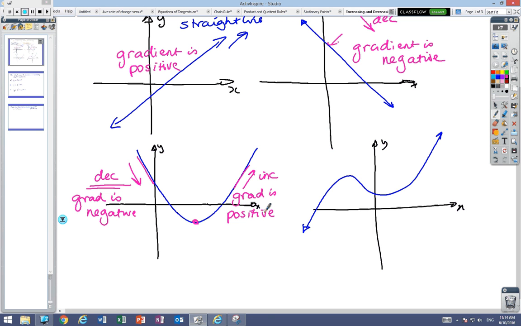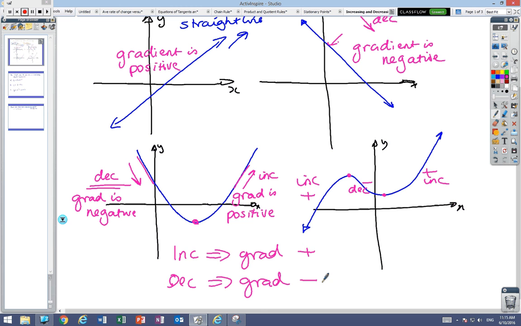So next one here. Here the gradient's not doing anything, but here the gradient's positive, the gradient's negative, the gradient's positive. So we've got increasing, decreasing, increasing. So you get the idea, hopefully, that if the function is increasing, the gradient is positive, and if the function is decreasing, the gradient is negative.